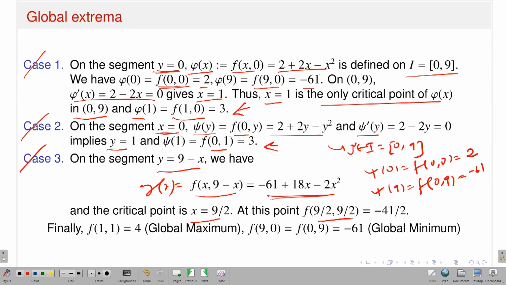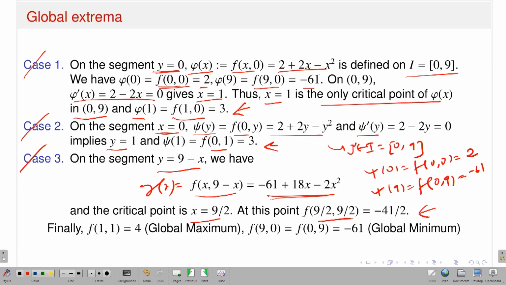So this is a possible critical point, or possible point where maxima or minima exist. Okay, critical point in that sense actually. It is in the boundary actually. And what is the value? If you calculate it, it is minus 41 by 2.